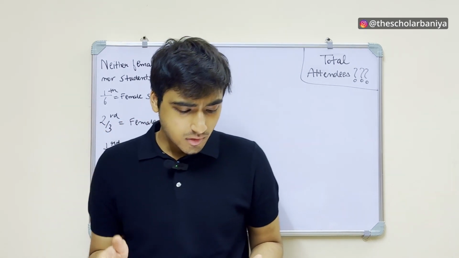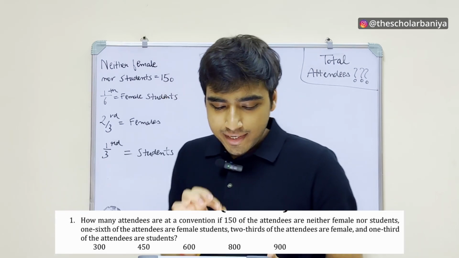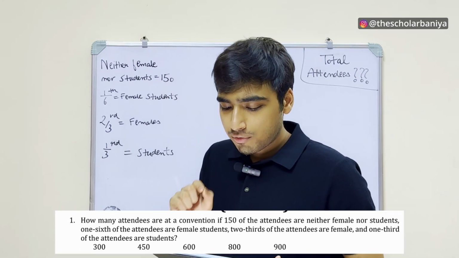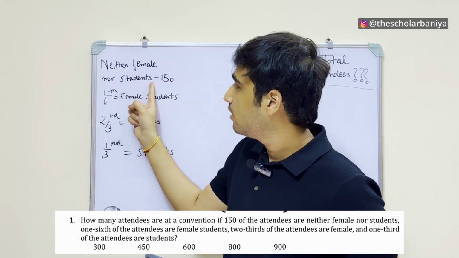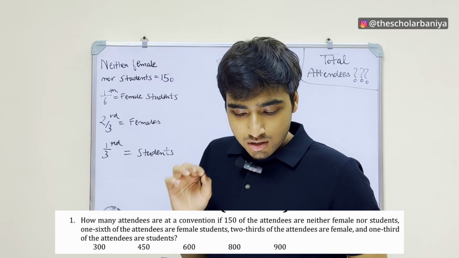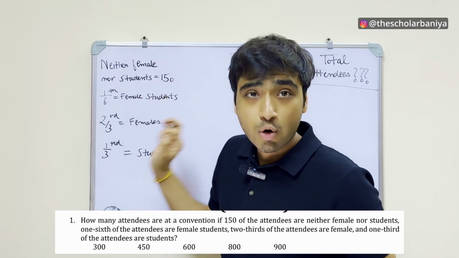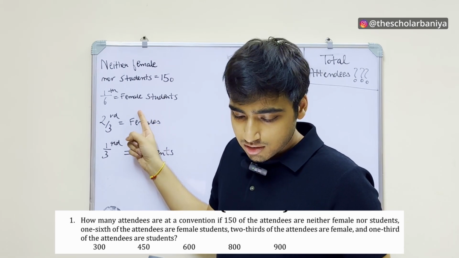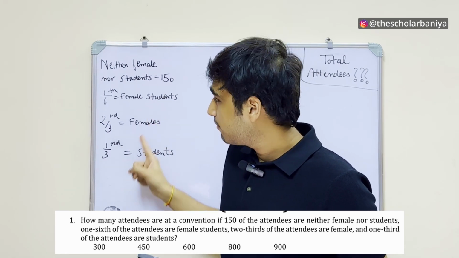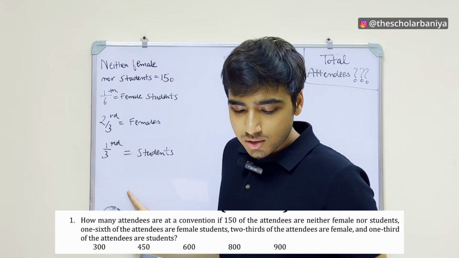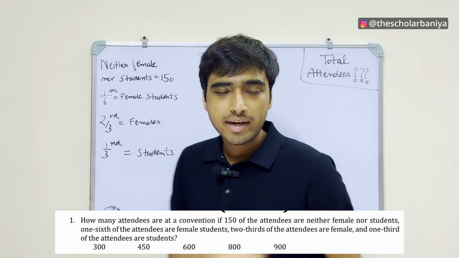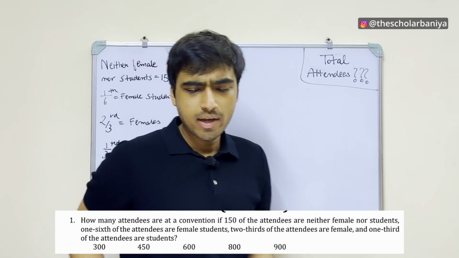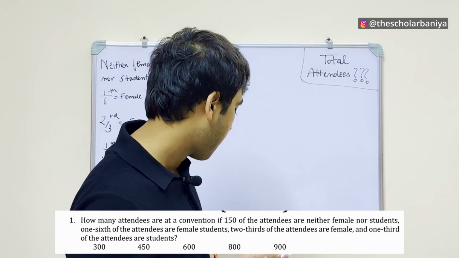Okay. So the question is, how many attendees are at a convention if 150 of the attendees are neither female nor students, one-sixth of the attendees are female students, two-thirds of the attendees are female, and one-third of the attendees are students? And we have to find out the total number of attendees. So I hope this should be clear, right?